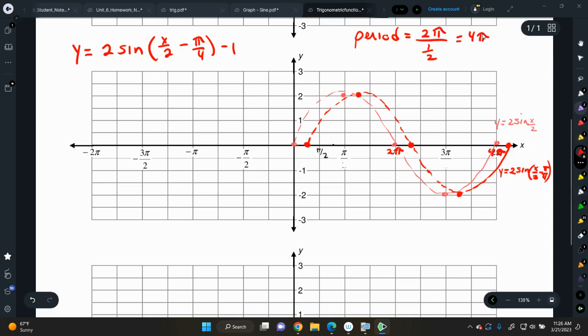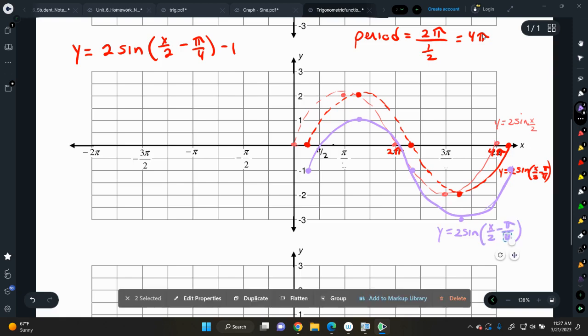Now we've got to move the whole thing down 1, right? So move it down 1. And there you go: y equals 2 sine of x over 2 minus pi over 4, minus 1.